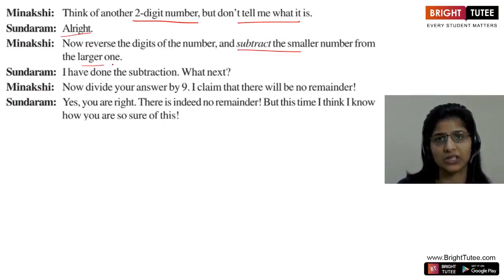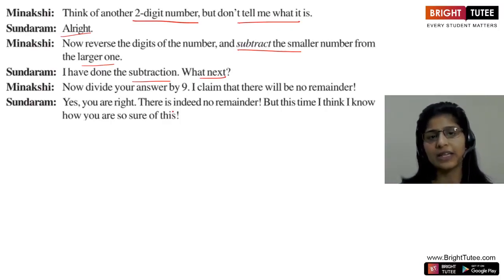Smaller number from the larger number, right? Then Sundaram says, okay, I have done the subtraction. What next? She is claiming that after subtracting, the number that you are getting is always going to be divisible by 9 with no remainder, right? Exactly divisible by 9, that means no remainder would be left. So he says, yes, I am getting that, but how is that happening? So how did she claim that it will be divisible by 9 always?